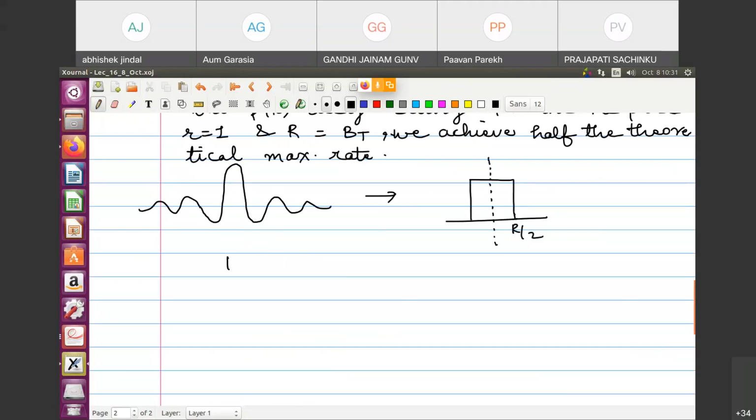Now you have used the RC pulse. Suppose you are using the RC pulse. So this leads to, let us say, the spectrum being somewhat like this. That is, it consumes approximately R.